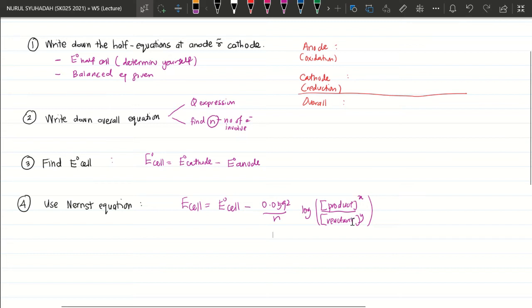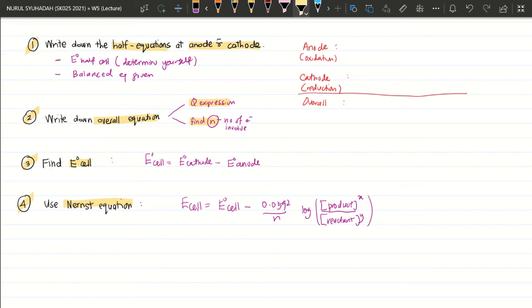So let me just highlight the steps back for you. Step number 1, write the half equation at anode and cathode. Step number 2, write down the overall equation. What is the overall equation used for? To find the Q expression and then to find n. Step number 3, calculate the value of E naught cell. And then step number 4, write down the Nernst equation and use the Nernst equation to answer your question.